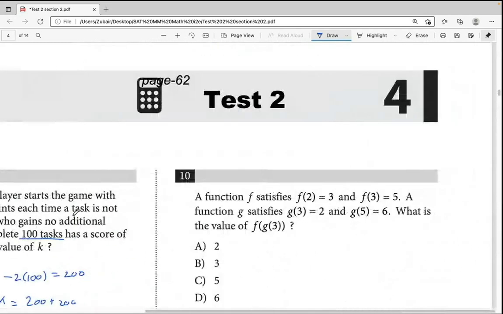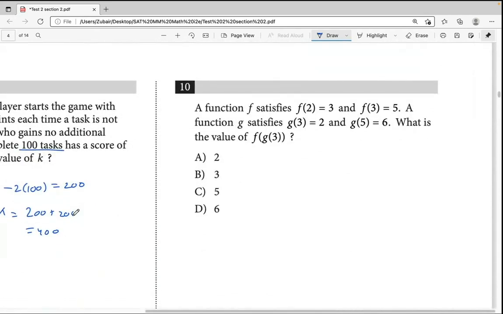That was 9, 10. The function f satisfies this. I always read this as 2 comma 3 and 3 comma 5. A function g satisfies this and this. What is the value of f of g of 3? So basically, g of 3 could be seen that that is 2, and f of 2 could be seen that that is 3.